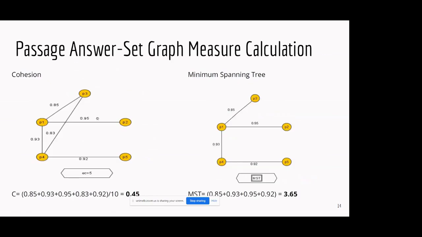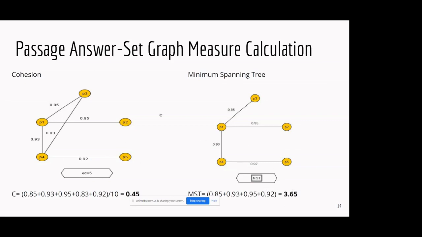This is just an example of the same graph that I've shown before, with 5 different nodes connected with each other. Taking an edge count of 5, we get a cohesion score of 0.45. And for the same graph, we get a cohesion MST score of 3.65, just to show how they are calculated for each graph.